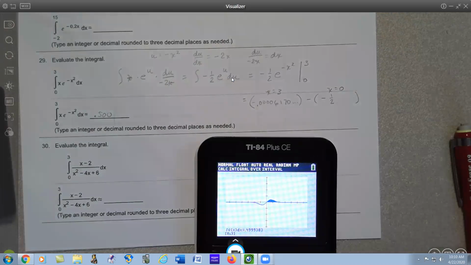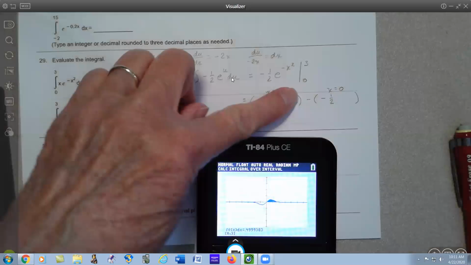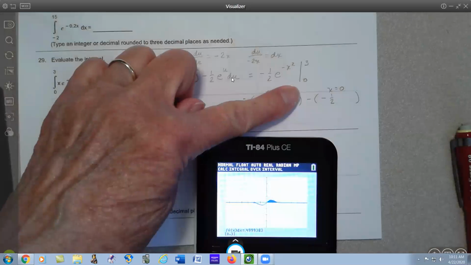So Peyton, is that one any better? Yeah, it's good. I think I just forgot that e to the 0 is 1, and I was trying to make the other one 0. But you see, if I saw your work and you got down to here, that's still partial credit, guys. That's why I need to see the work.